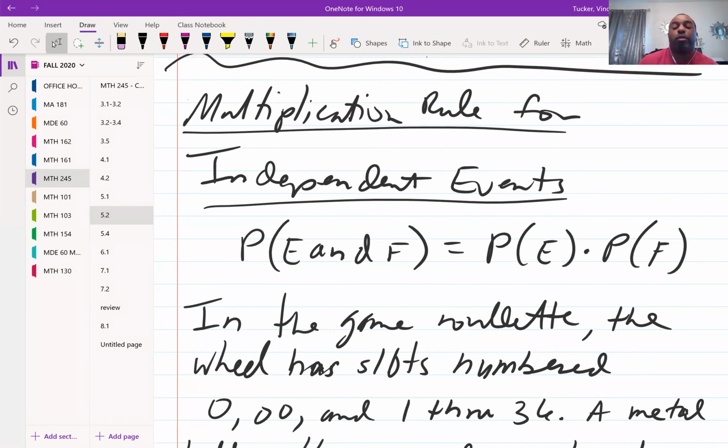So the multiplication rule for independent events. Once again, these are for independent events, the events that we know don't depend on each other, or one has nothing to do with the other. The probability of E and F occurring, you will multiply the probability of E times the probability of F. I remember last class we were looking at the probability of E or F occurring. This time we're looking at the probability of E and F occurring.